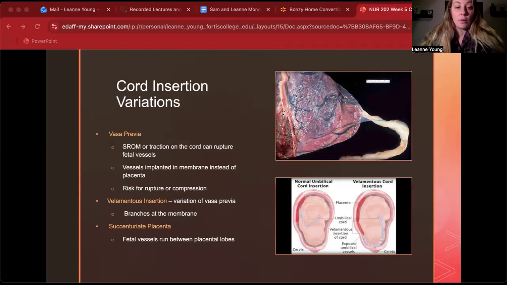Okay, a filamentous cord insertion is a variation of vasa previa. The vessels begin to branch at the membranes and then course onto the placenta. So it just is a different way that the umbilical cord is inserted into the placenta. A succenturiate placenta is when the fetal vessels run between placental lobes. Okay, so the placenta is divided into two or more lobes rather than remaining as a singular mass.